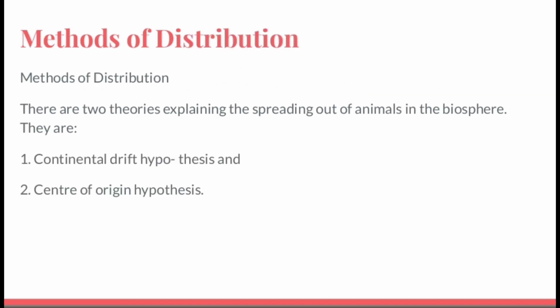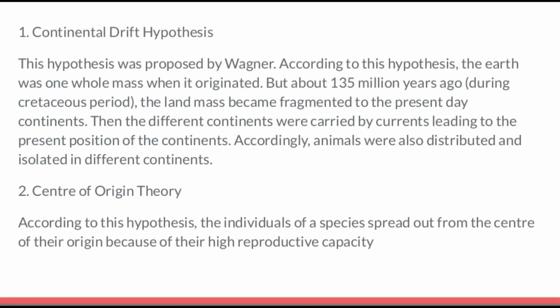Methods of distribution. There are two theories explaining the spreading out of animals in the biosphere. They are continental drift hypothesis and center of origin hypothesis. Continental drift hypothesis. This hypothesis was proposed by Wegener.